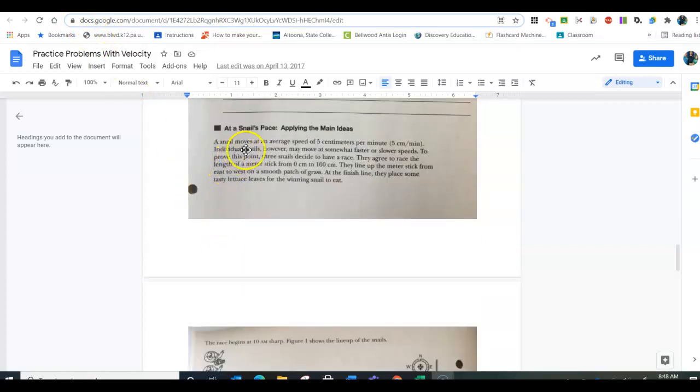Okay, now this one's kind of fun. So a snail moves at an average speed of 5 centimeters per minute. They're slow. Individual snails, however, move at a somewhat faster or slower speeds. To prove this point, 3 snails decide to have a race. They agree to race the length of a meter stick from 0 to 100 centimeters. They line up on the meter stick from east to west on a smooth patch of grass. At the finish line, they place some tasty lettuce leaves for the winning snail to eat.